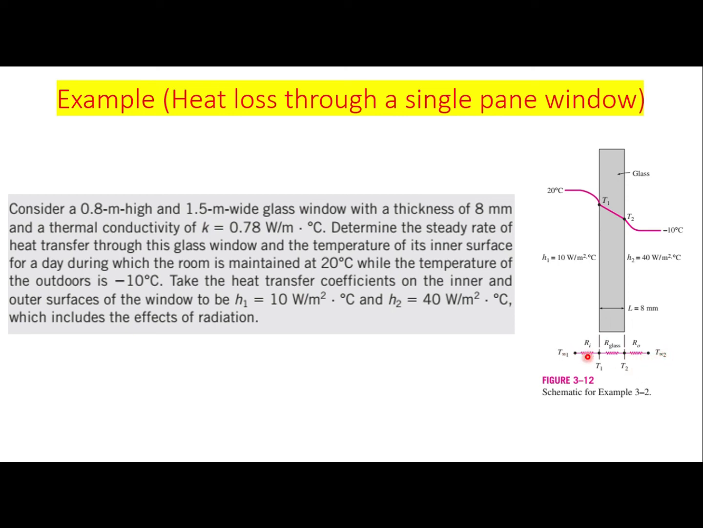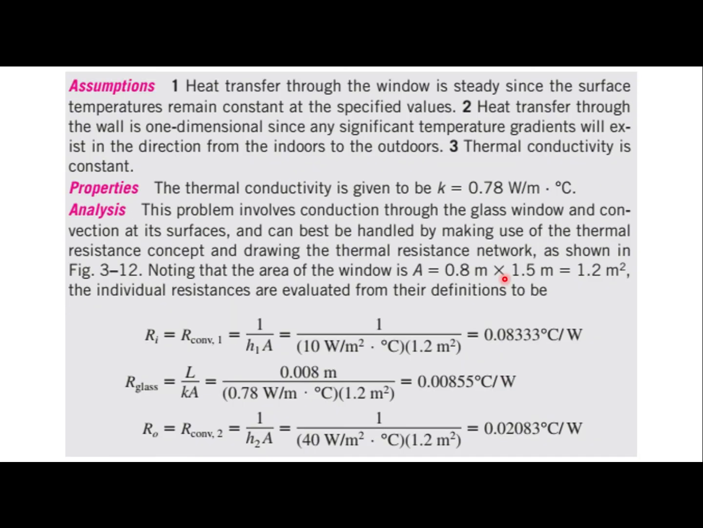So we have these three resistances: Ri, which is the inner resistance inside the room, and R glass, which is the resistance of the glass, also known as the conductive resistance. R naught is the convective resistance outside of the room. So the first thing is we have to determine these resistances individually. So the solution is, first we take some assumptions.